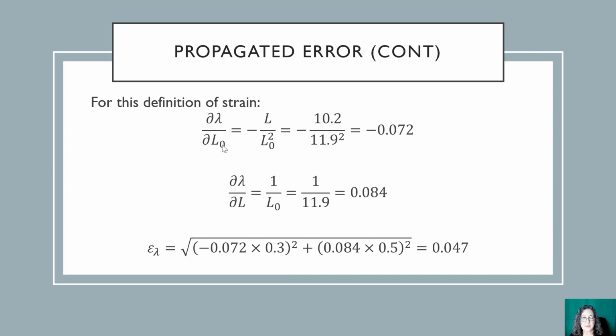Now this one gets multiplied by the error in L naught, which we said was 0.3. This one is going to get multiplied by the error in L, so 0.5. We'll square each of those, square root the sum, and we end up with 0.047, so my error would be 0.05, instead of the 0.06 that we got by the brute force overestimate method. So this propagation of error is the way that we want to approach this. And if you have more variables, you're just going to continue this pattern, squaring and adding together all the various terms you have.